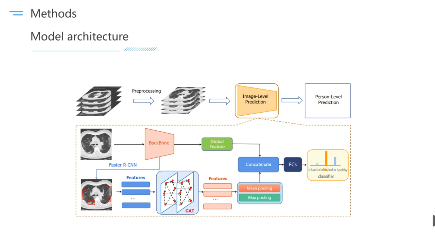key features. Two pooling operations are performed. These pooled features are combined with the global features and passed through a dense network for the final image level classification. Finally, based on the results of image classification, the person level prediction is derived.